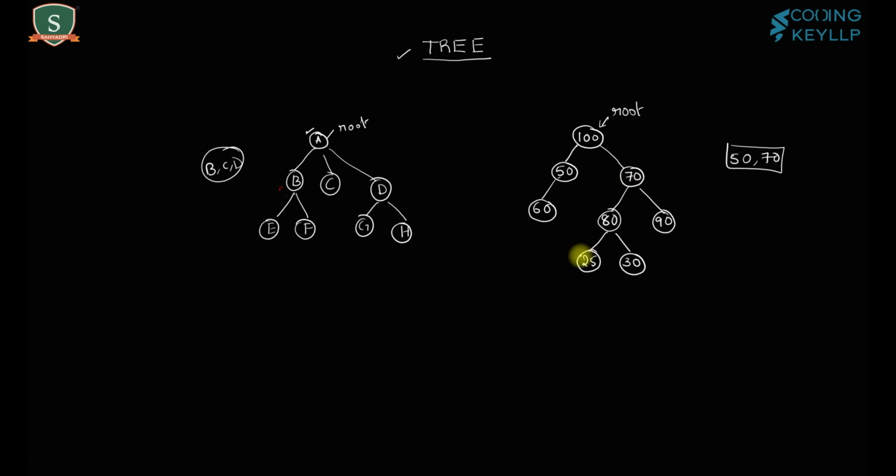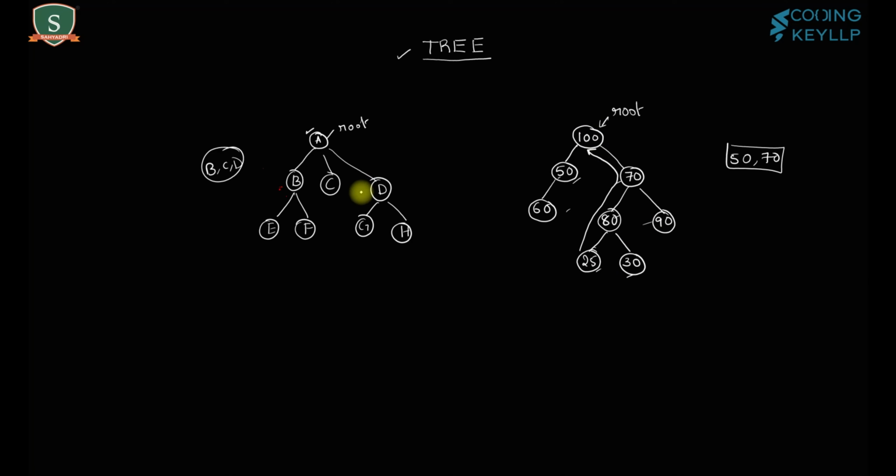For the path, for example, you take the 25th node. The path that you are traveling towards the top, towards the root. So whichever node you find, they are the ancestors of the previous node. For example, 80, 70 and 100 are the ancestors of 25. 50, 70, 60, 80, 90, 25 and 30 nodes are the descendants of 100.